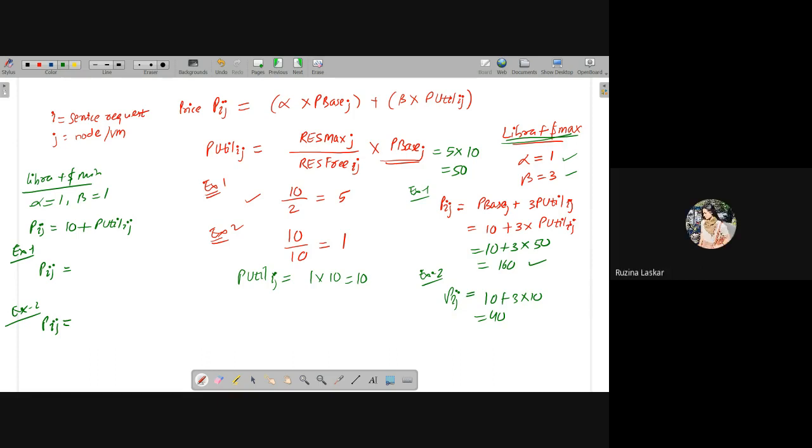Example 1 will get 60. In case of example 2 we will be getting 40. So it is nothing but 10 plus 5 into base price. Base price is 10, so 50. So it is coming as 60. But in example 2, it is 1, right? So it is 10 plus 10. So it is 20, not 40, because beta value is 1. If beta value is 3, then you are correct, it is 40. So in this way, given a pricing mechanism, you can estimate what the utilization is.